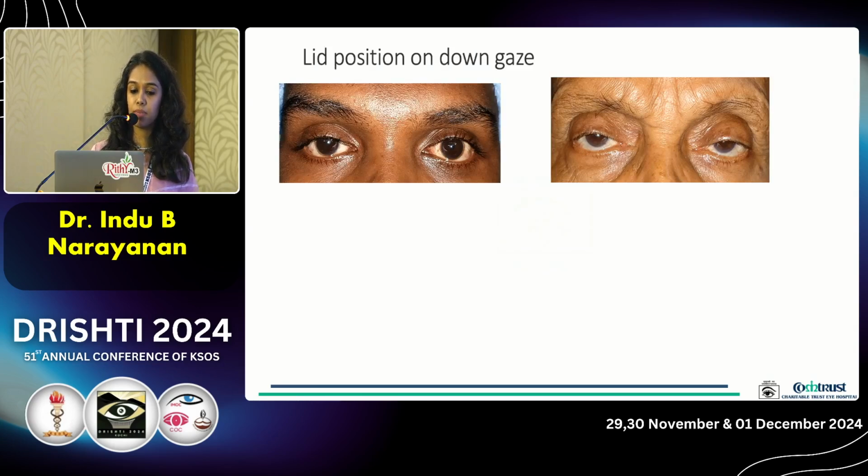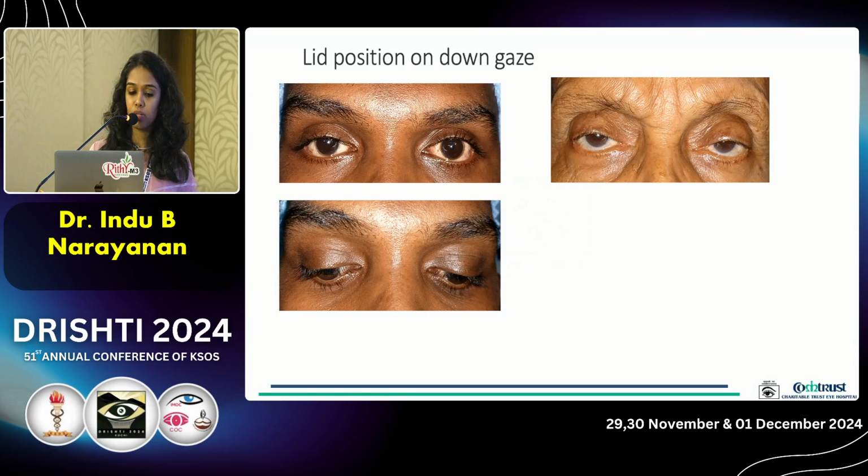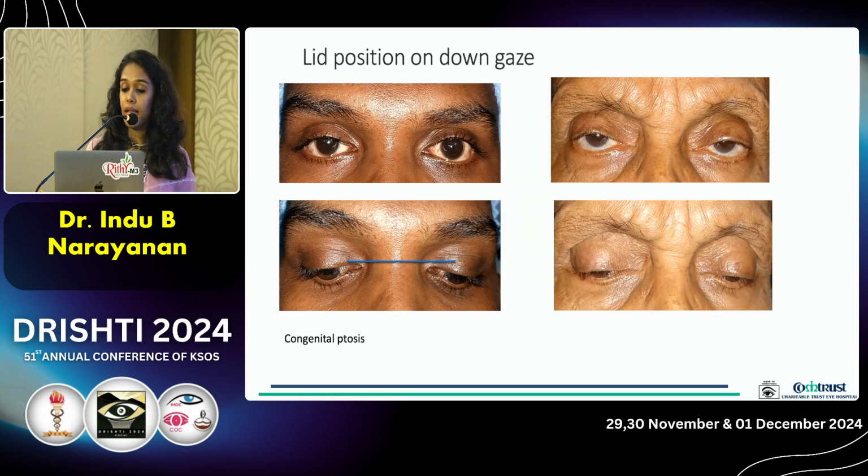This is the first picture. When the patient looks down, you can see that the right eyelid is at a higher position. So it's a case of congenital ptosis, because due to its fibrosis, the muscle is unable to relax properly. But in the second case, you can see that there is ptosis in both eyes, left more than right. And when the patient looks down, the left lid position is lower than that of the right eye. So it's an aponeurotic ptosis because of the stretch of the levator.